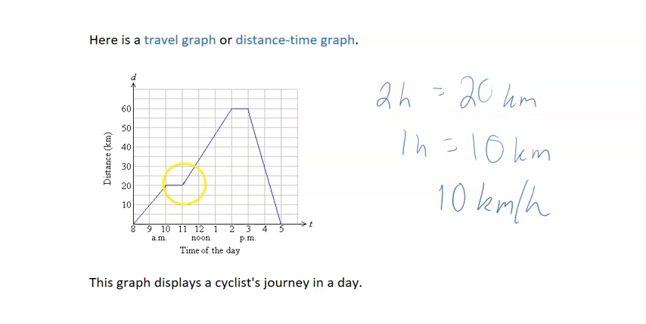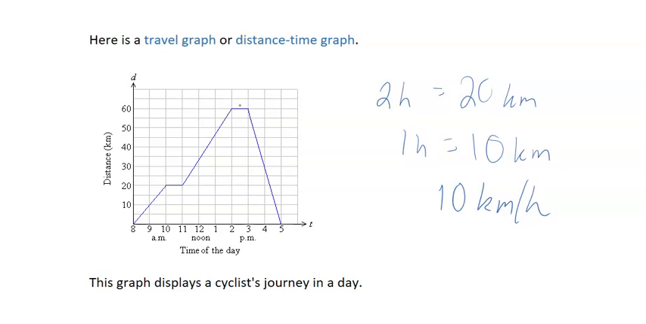How fast was the cyclist traveling from 11 till 2, for example? Okay, same thing. How fast was the cyclist going all the way home? You need to recognize that it's from 3 till 5. The steepest portion, the faster the cyclist is traveling. That's just one example of a question.